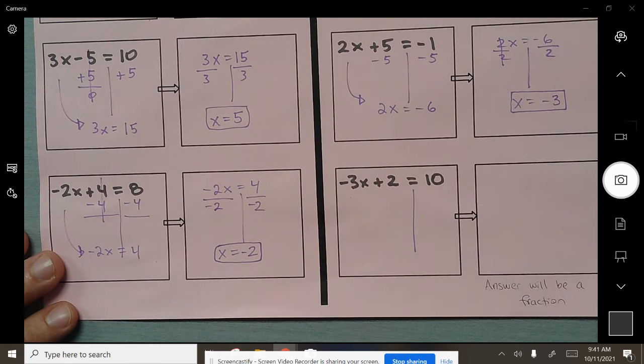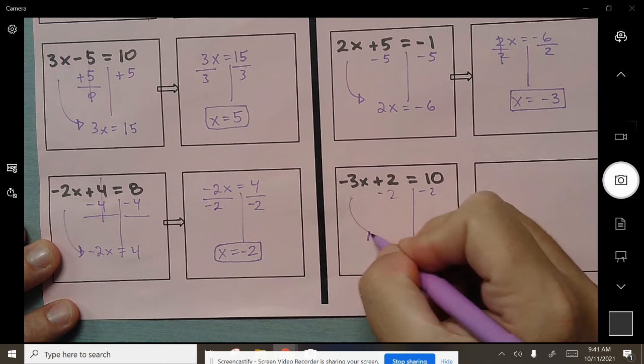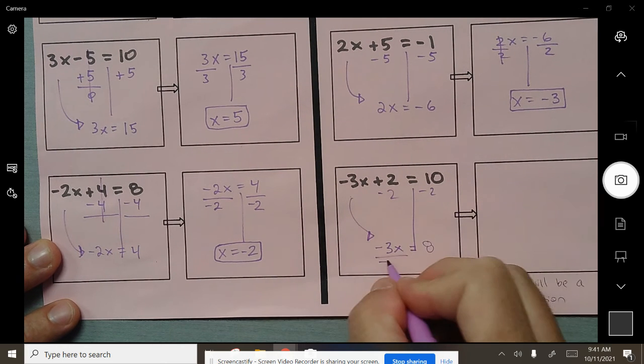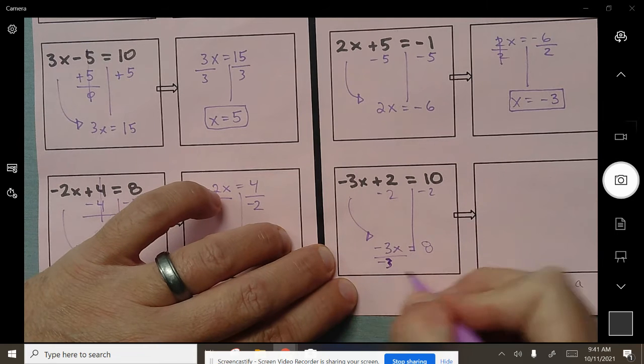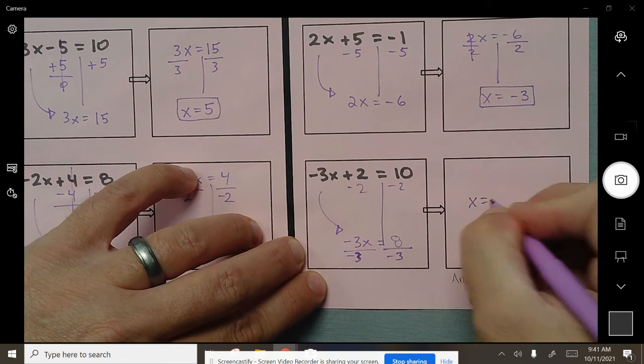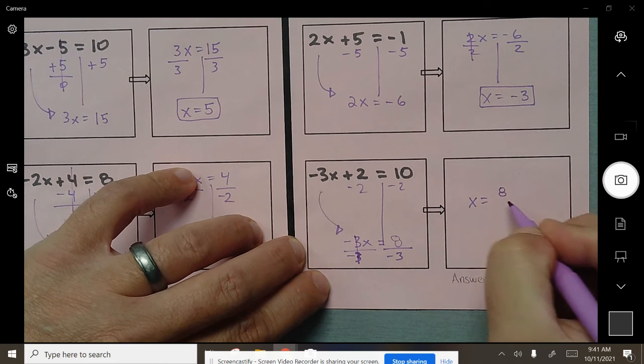Negative 2. All right, and then here, we're going to subtract 2. Negative 3x equals 8. Oops, divide by negative 3. Oops, I did the whole step here. My bad. I went a little fast here, but I divided by negative 3. This is going to be a fraction.